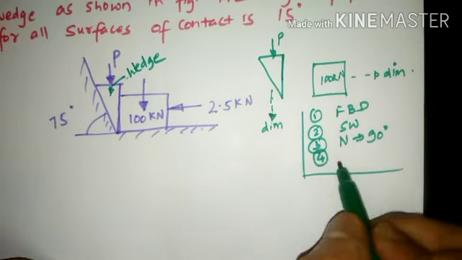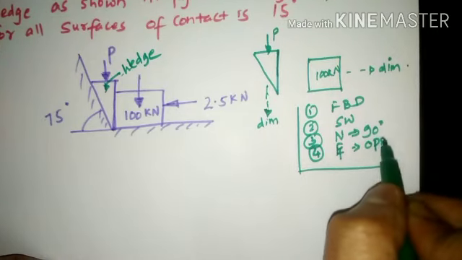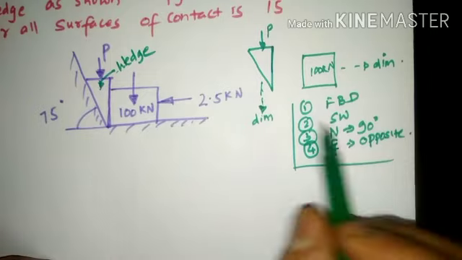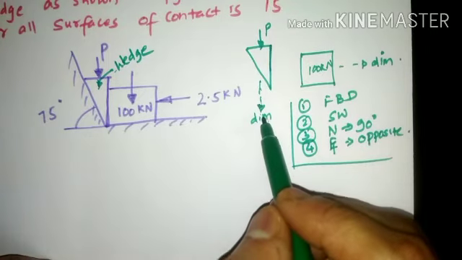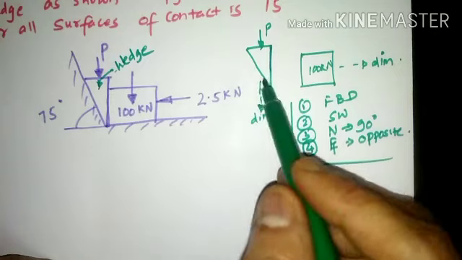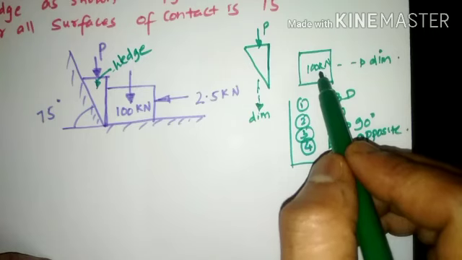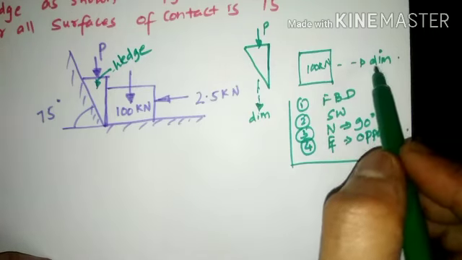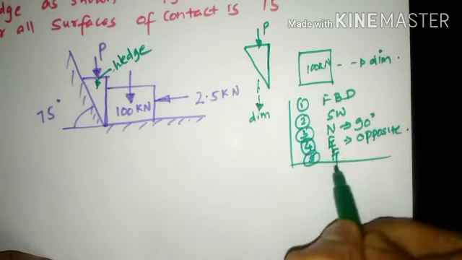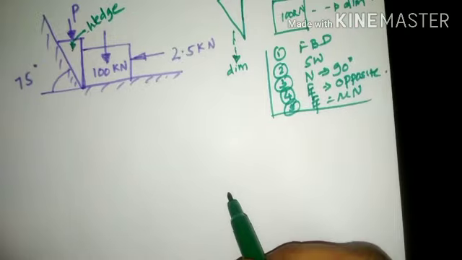Next one is the direction of the frictional force. So the direction of frictional force will be opposite to the movement of the object. Here the direction of movement of the body is downward, so frictional force will be opposite to the movement of the body. That means it will be acting in the upward direction. Here the direction of impending motion of the 100 kilonewton block is towards the right hand side, so frictional force will be opposite to the movement of the body. Then frictional force will always be mu times N. This particular thing needs to be remembered now.